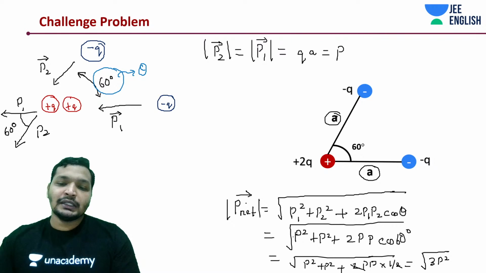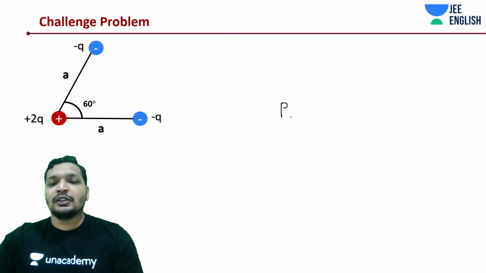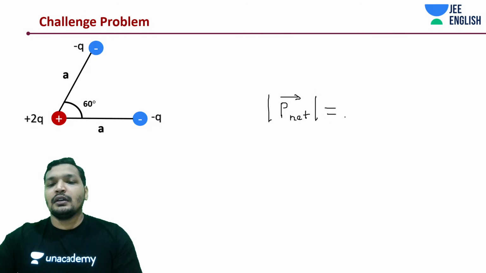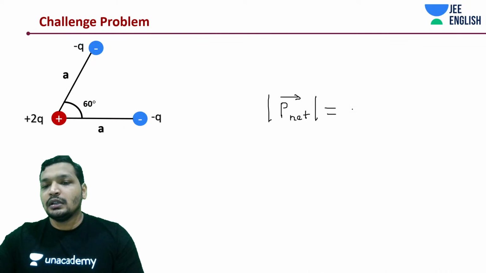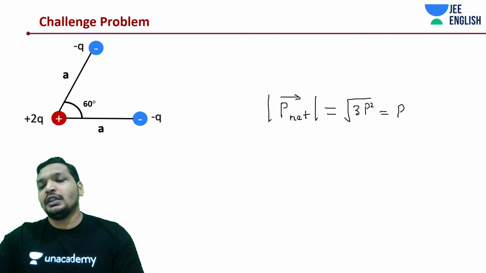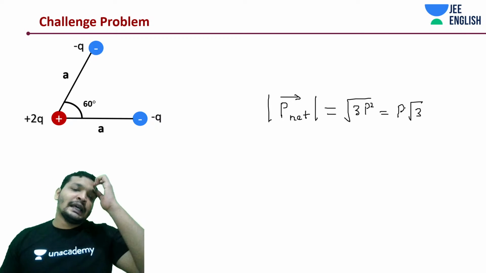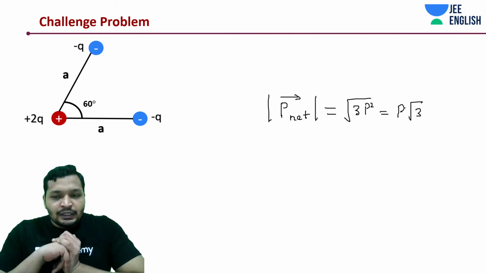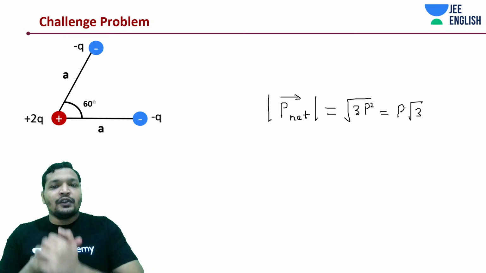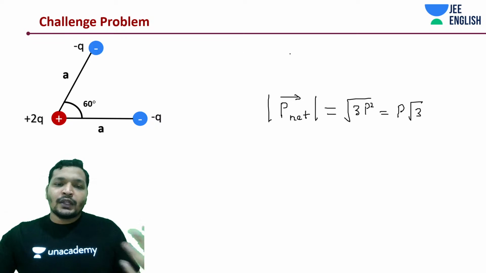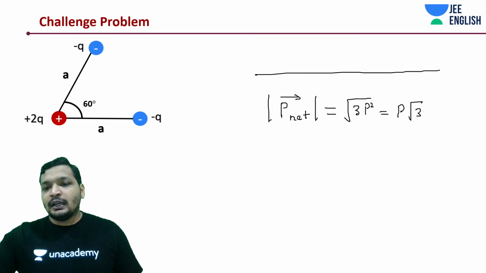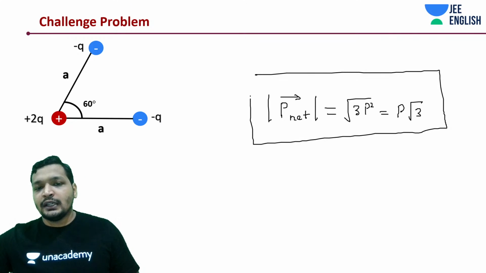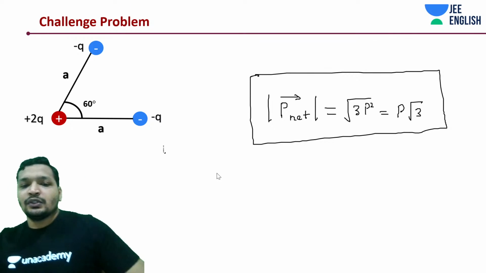How you do it in vectors is the same thing. If I'm going to ask you what is the magnitude, P net is going to be the square root of 3p square, which is p root 3. Coming to the direction part, how do you do the direction? Same way, you need to write down the vectorial expressions for each one of the dipoles. This is just about the magnitude, the question was about magnitude, but we are discussing the direction as well.